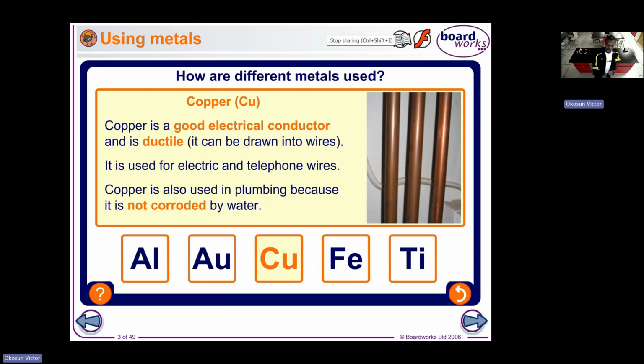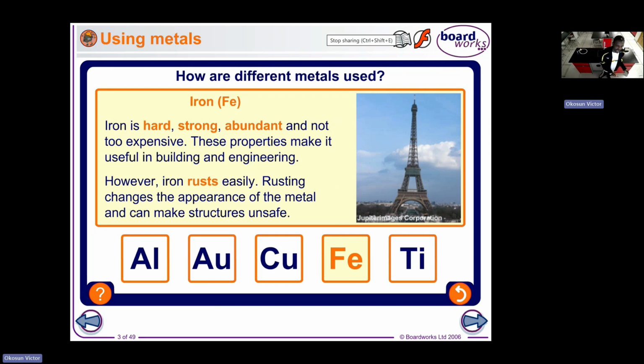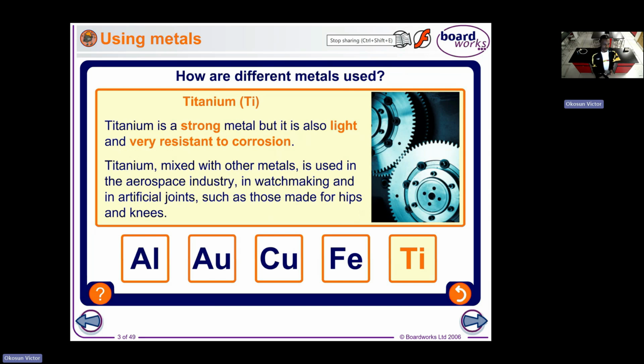Copper is very, very good for electrical conductor because of its ductility. It can be drawn into different sizes of wire. That's copper. And the iron, though it can get rust easily, but it is used in building because of its strength. It's very strong, especially when you mix iron with carbon. You get a very strong metal. And then titanium also is very, very strong, and it is very resistant to corrosion. So it is used in the making of some devices, like watchmaking, knife, and so on and so forth. So you can see use of metal depends on the property of metal. That's the key point I want you to take away.